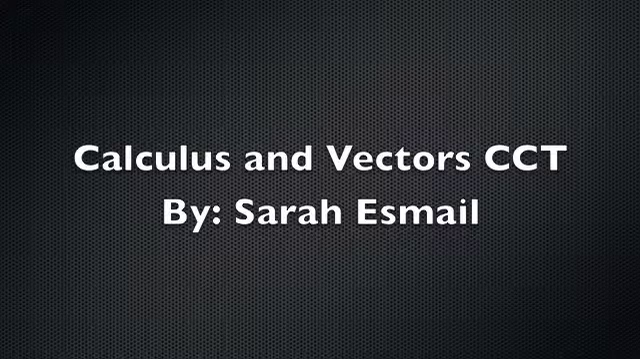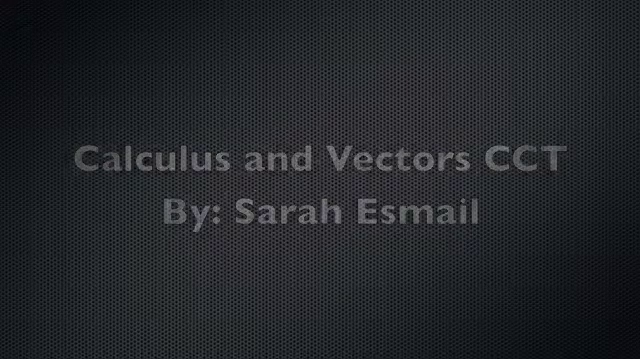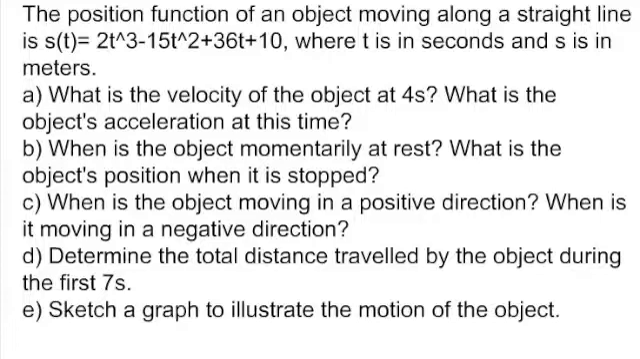Particular calculus problem. Let us take a look at the question. The position function of an object moving along a straight line is s of t equal to 2t cubed minus 15t squared plus 36t plus 10, where t is in seconds and s is in meters.